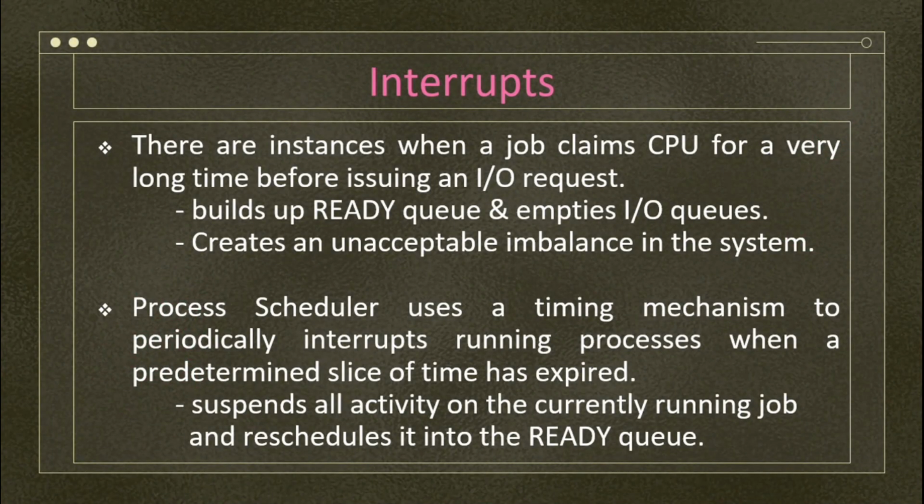There are instances when a job claims the CPU for a very long time before issuing an I/O request, which builds up the ready queue, empties the I/O queues, and creates an unacceptable imbalance in the system. The process scheduler uses a timing mechanism to periodically interrupt running processes when a predetermined slice of time has expired, suspends all activity on the current running job, and reschedules it into the ready queue.